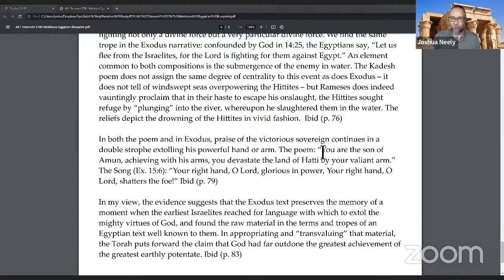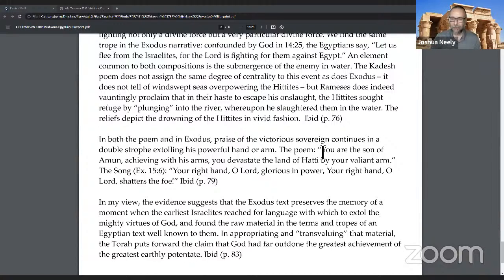And what does this mean with regards to the Exodus itself? Well, again, continuing from the book Anima Amin: in my view, the evidence suggests that the Exodus text preserves the memory of a moment when the earliest Israelites reached for language with which to extol the mighty virtues of God and found the raw materials in the terms and tropes of an Egyptian text, well known to them. In appropriating and transvaluing that material, the Torah puts forward the claim that God has far outdone the greatest achievement of the greatest earthly potentate.